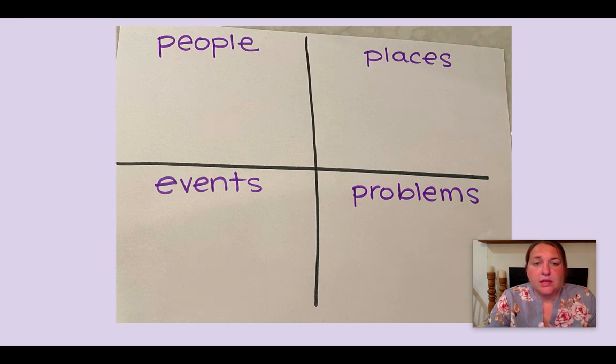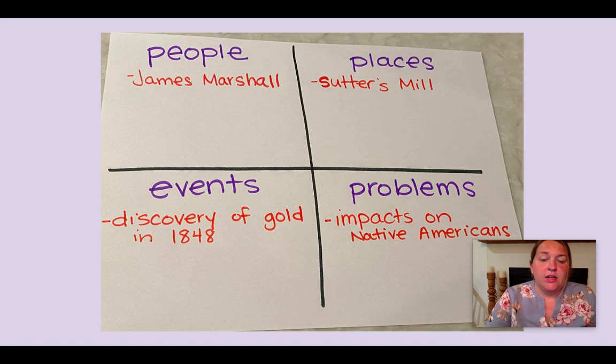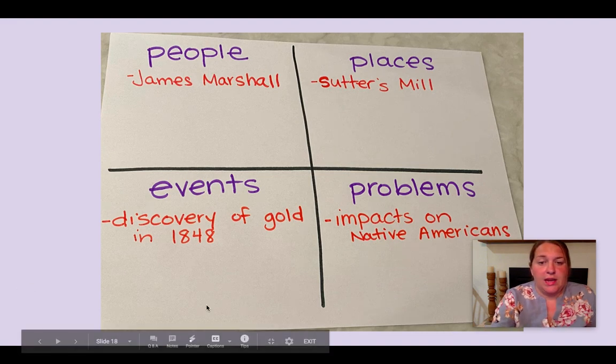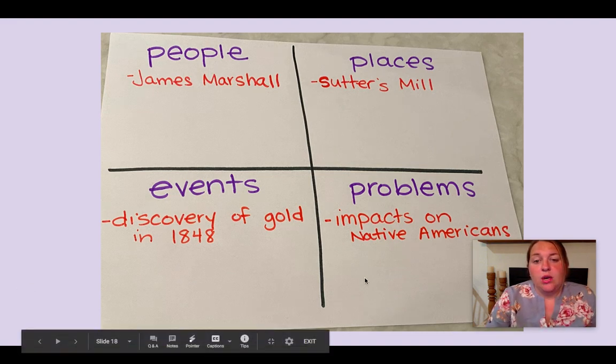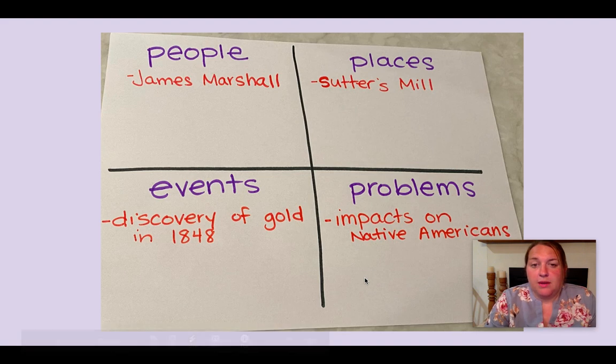So, you're going to just make a simple X like this, and as you read and research, you're going to be paying attention to different types of people, places that were important in the gold rush, events, and problems. And these are also subtopics that are important when you're researching. So, for instance, Boa found James Marshall in her research yesterday. In the reading that I shared with you, it talked about Sutter's Mill and the discovery of gold in 1848. And then in today's reading, we talked about the impacts on Native Americans.